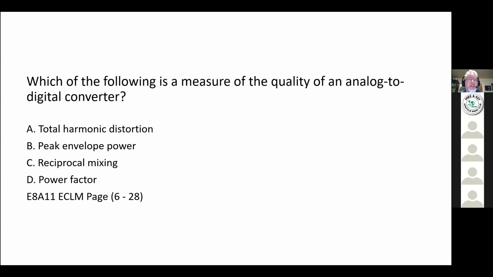Which of the following is a measure of the quality of an analog to digital converter? A, total harmonic distortion. B, peak envelope power. C, reciprocal mixing. Or D, power factor. The correct answer is A, the total harmonic distortion.